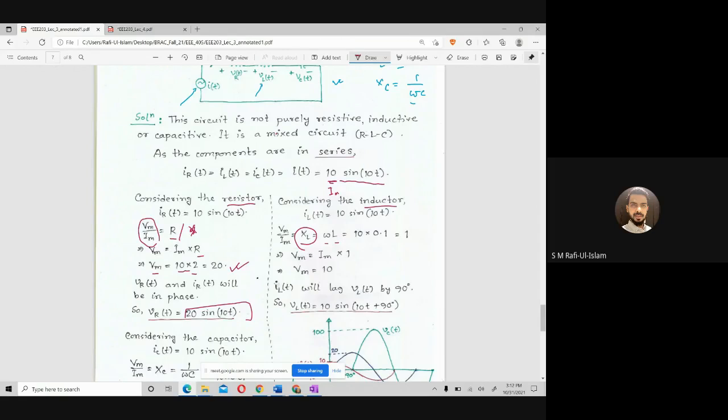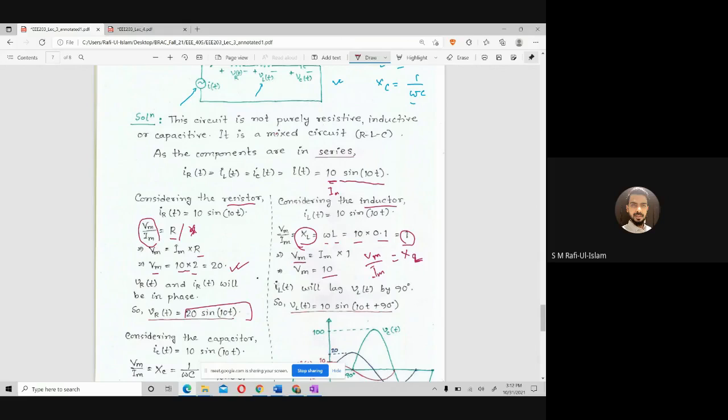So we can easily calculate the reactance of the inductor: simply substitute the values, and whatever you get is that value. We can also calculate the maximum value of the voltage, because we know Vm by Im equals X. X can be XC or XL; for our case it is L, so I write L. From here we can calculate Vm, so we know the maximum voltage value.